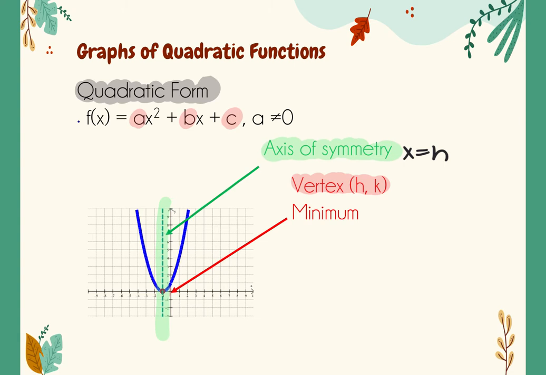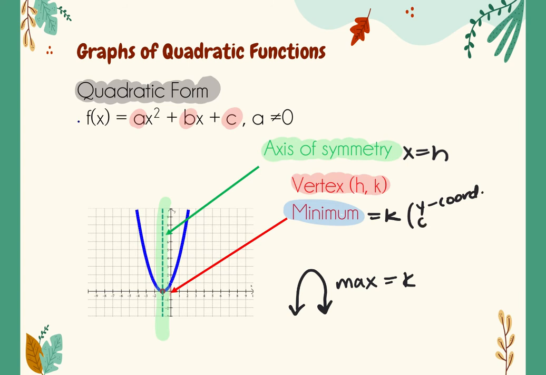And the minimum in this graph, because it opens upward, is the k value of your vertex. If it faced downward, then it's going to be a maximum value. But it is still the k. It's still the y coordinate of your vertex, whereas the h is the x coordinate of your vertex.